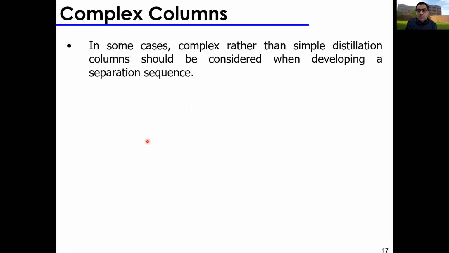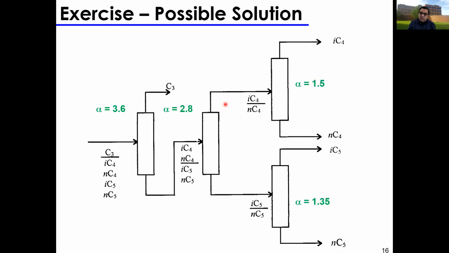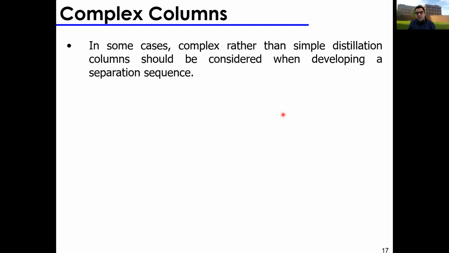In some cases, complex rather than simple distillation columns could be considered when developing a distillation sequence. So sometimes, let's say IC4 and NC4, the alpha is 1 or 0.9 or something like that. So distillation might not work. So I need to look for another technology to achieve it. And this is what this point is saying. Sometimes you need to do complex rather than simple distillations.